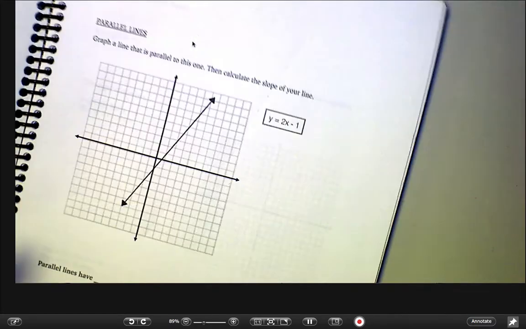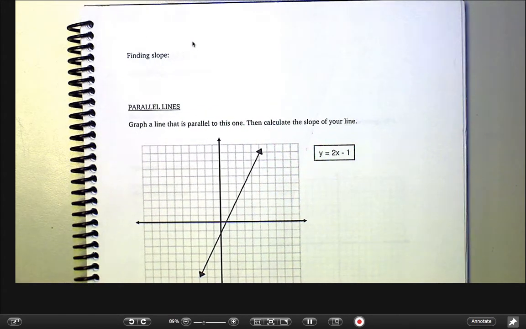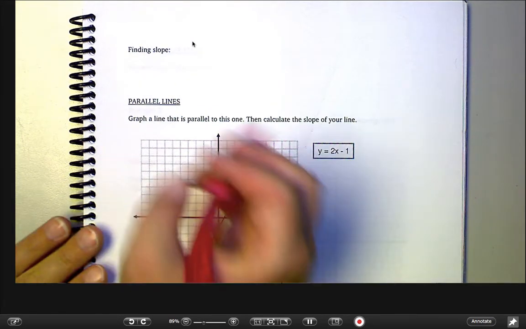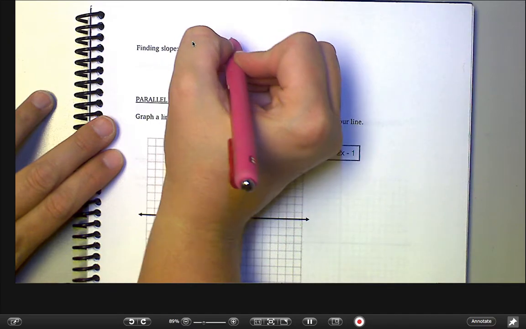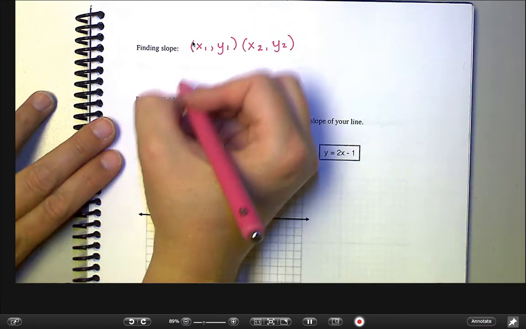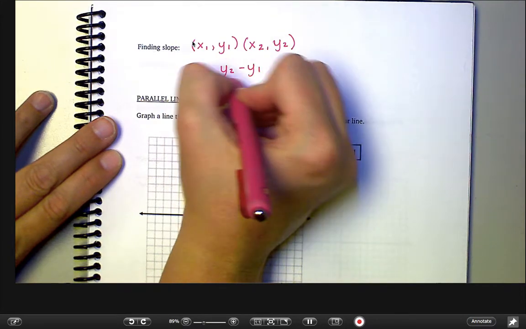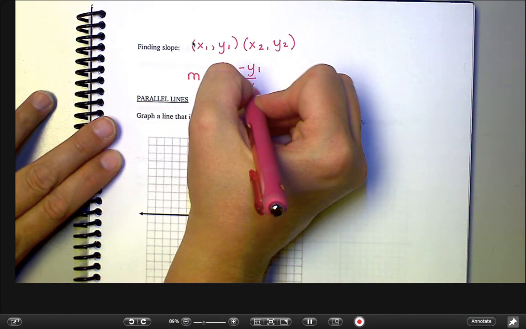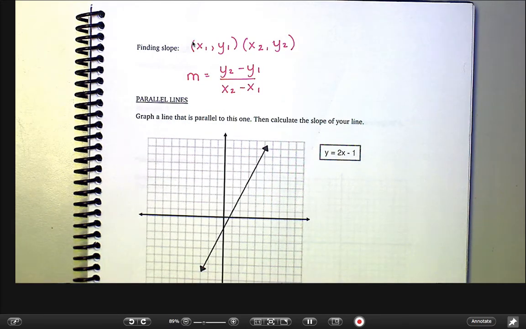Next part of our lesson for today. Up here I was just going to remind you. Finding slope if you've got two coordinates. So if you're given coordinate 1 and coordinate 2, we can find slope by doing y2 minus y1 over x2 minus x1. And I don't even think we really need to do an example of that because we've done so many of them in chapter 2, I should say. So I'm good with just kind of leaving that there for you for reference.